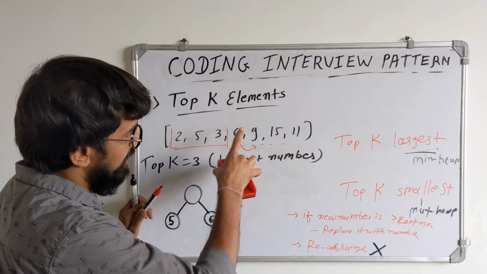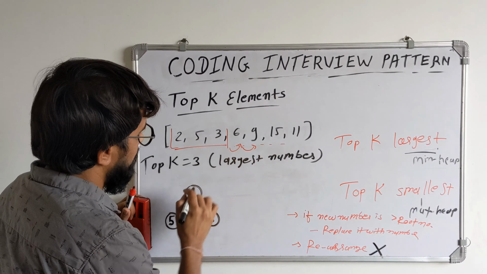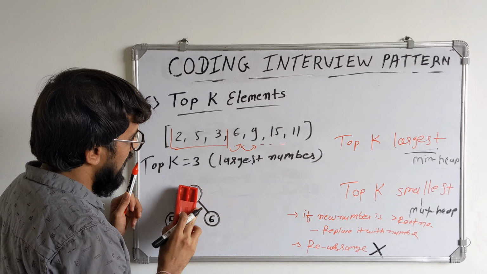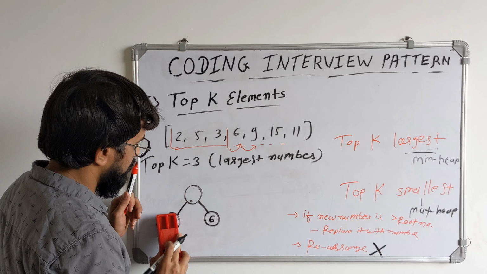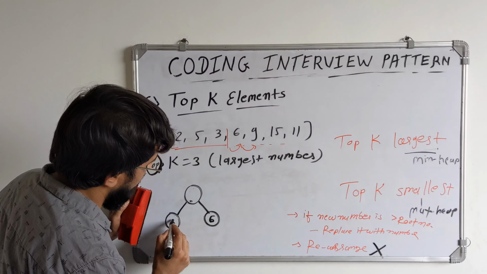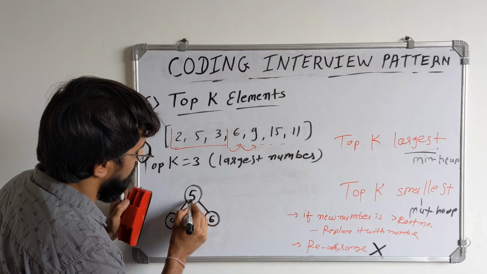Oh, sorry, not 6, 9. 9 is greater than 3. We'll put 9. But again, it's violating the heap property. So I am replacing 9 and the 5, because the 5 is the smallest number now. So I am putting the 9 here and 5 here.